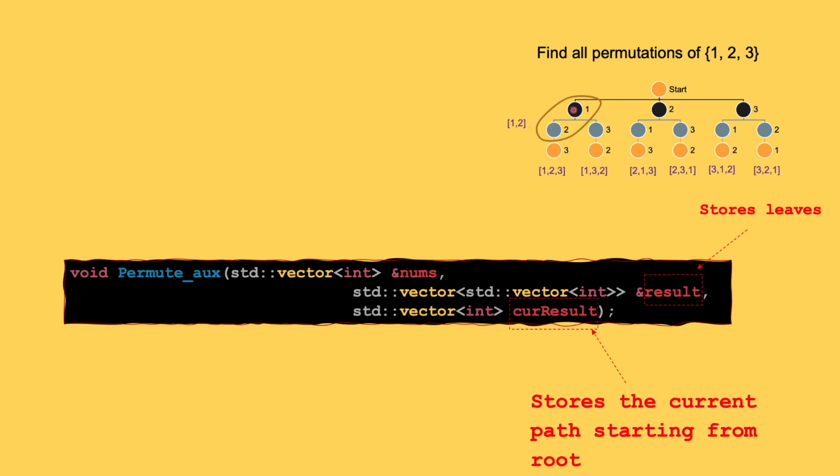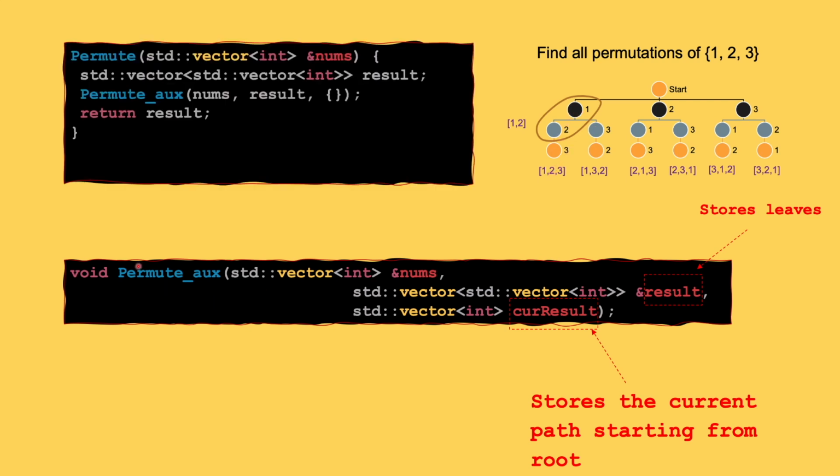For example, in this case, when we are at node 2, the current result should be 1, 2. When we are at node 3, the current result should be 1, 3. When we are at node 3, the current result should be 1, 2, 3, and so forth. Having defined this function, our top-level function, which only has one parameter, the given input, looks like this, which basically constructs this result vector of vectors and calls this permute aux with the given parameters. So the result we just constructed, and the current result, because at this node, the current result is empty, we just pass an empty vector. At the end, we return the result as our output.